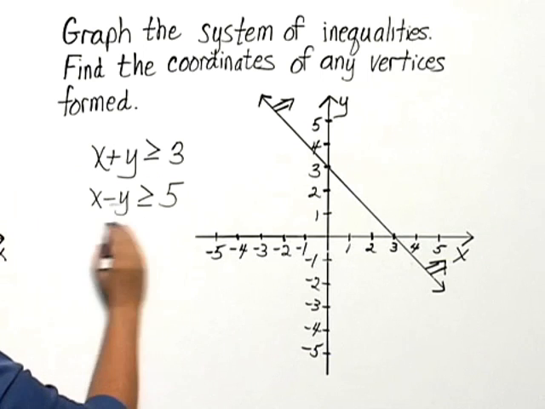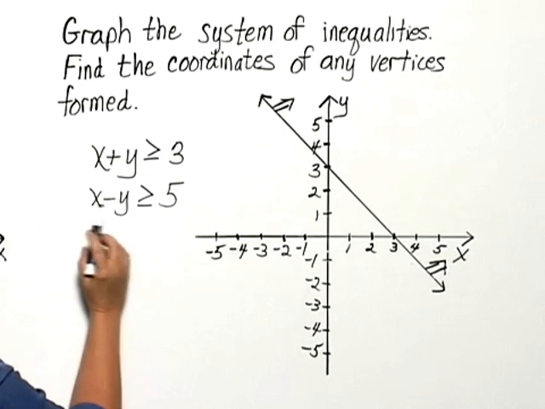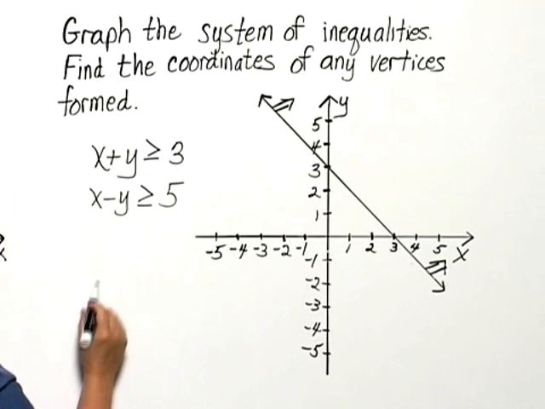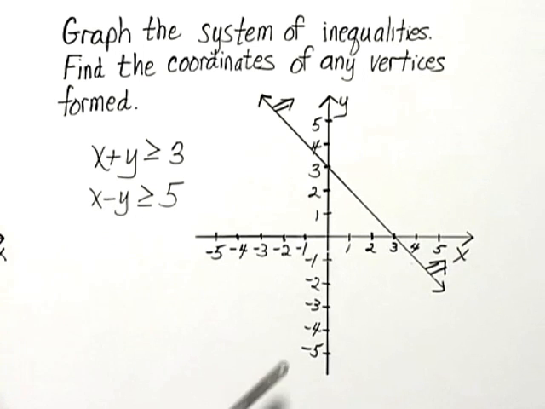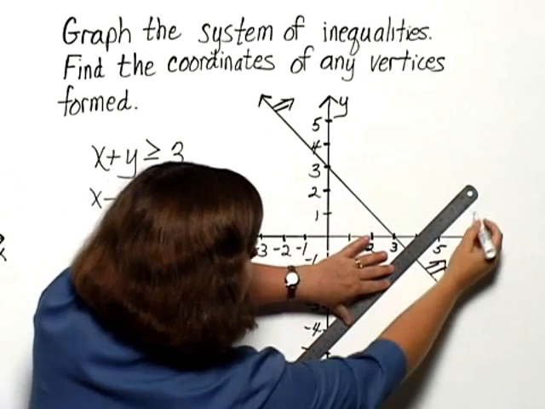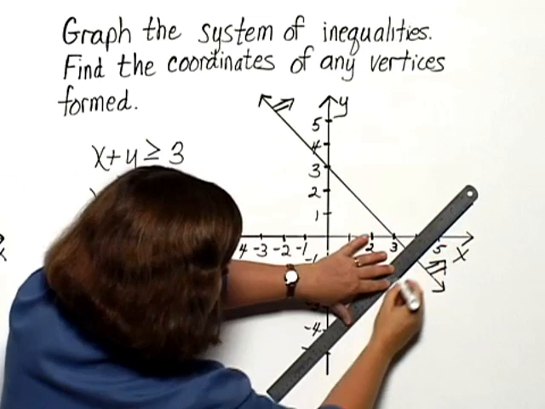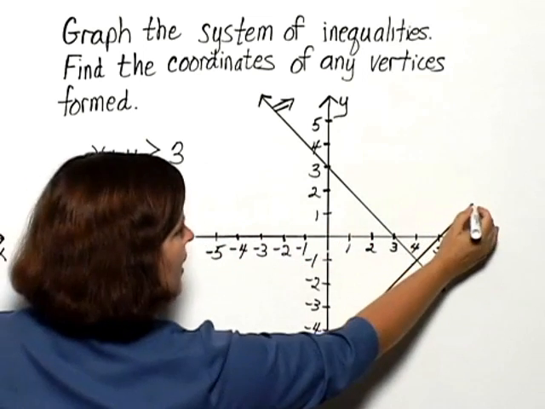Now let's look at this inequality: x minus y is greater than or equal to 5. We start by graphing the equation x minus y equals 5. This has an x-intercept of (5, 0) and a y-intercept of (0, -5), and we graph the line solid because the inequality symbol is greater than or equal to.